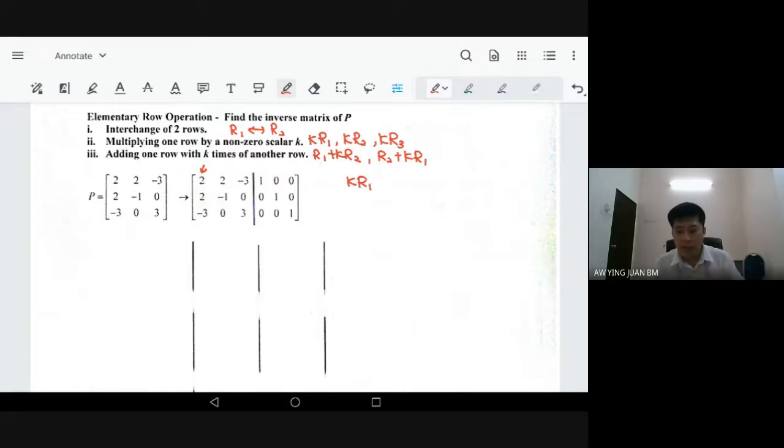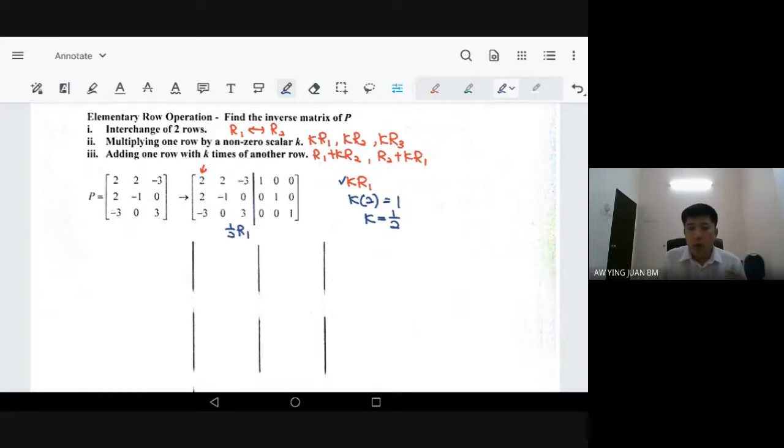Multiply with the K. So kindly substitute the situation. In here, K multiply with the 2 must be equal to 1. So as I mentioned earlier, it must be equal to 1. So here, K is equal to 1 over 2. Next, substitute this into the situation, where we will have 1 over 2 R1.